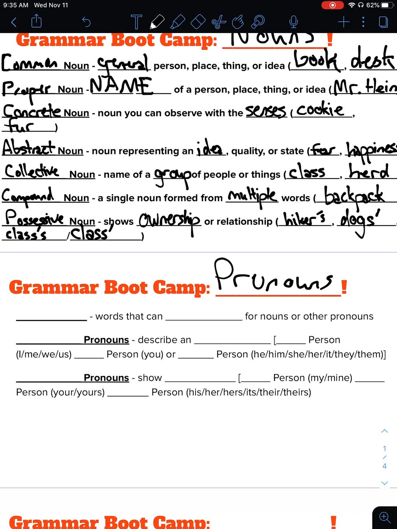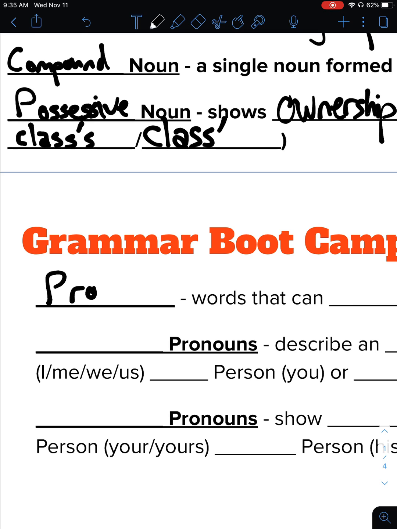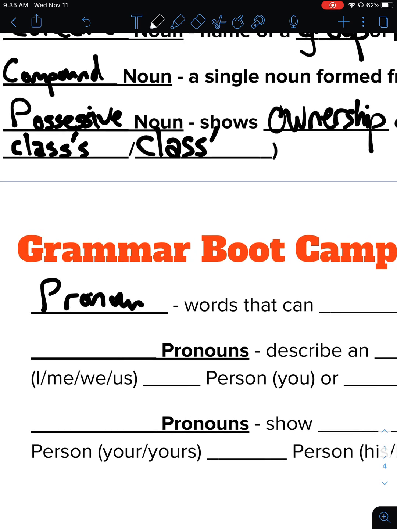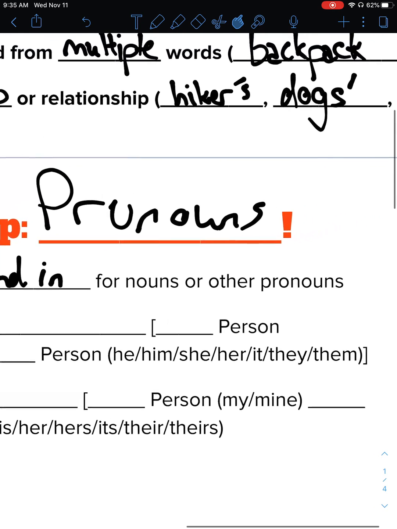Pronouns. I apologize for my terrible writing, but just bear with me on this one, okay? So, pronouns, and some of you might be familiar with this, are words that can stand in for nouns or other pronouns. Basically, they're words that take the place of nouns or pronouns.